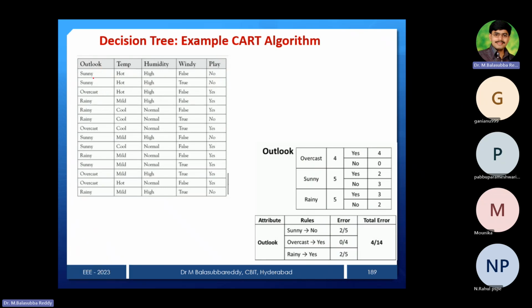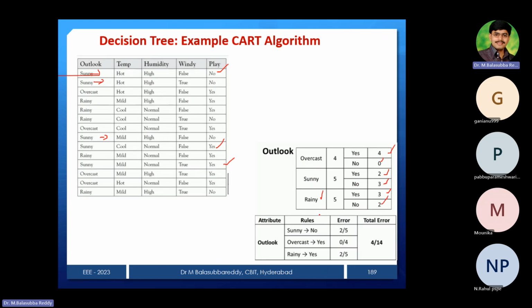So sunny case, how many yes? Sunny, yes is 1. Another one, sunny, yes is 2. You write sunny, yes is 2. Then sunny, no: 1, 2, and then 3. Yes, we'll get it as 3. Similarly, overcast, yes 4, no 0. And rainy, yes 3, no 4.